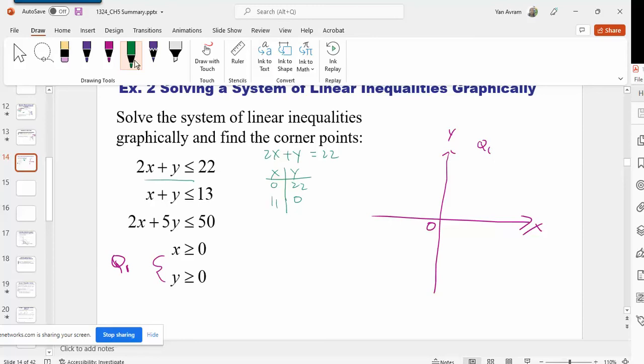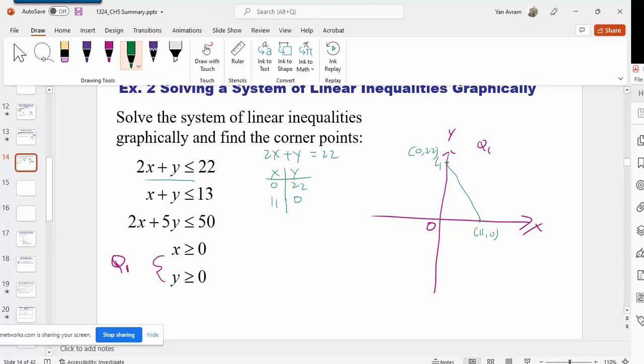So we have 0 and 22 right here. And then this one will be 11 and 0. And I'm not going to extend this further because I only need the first quadrant, right? I only need the first quadrant. So that is the graph I need in here. So this is my L1.